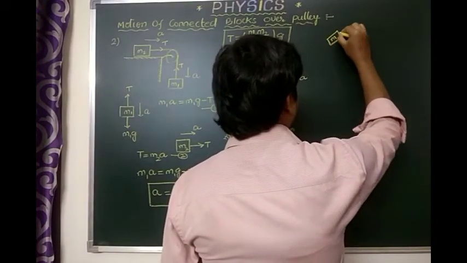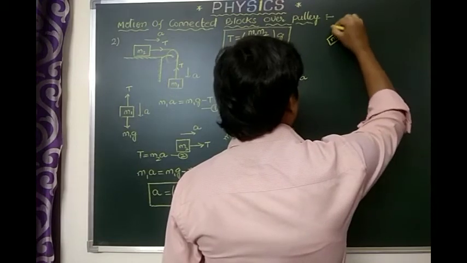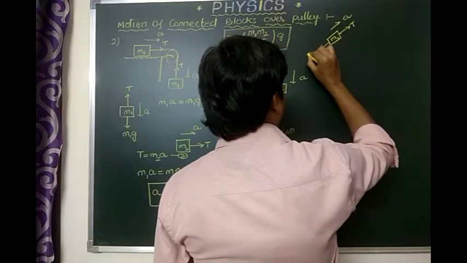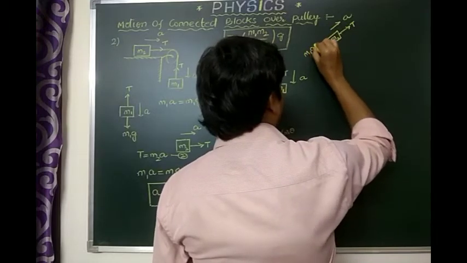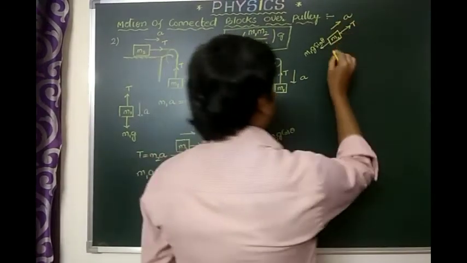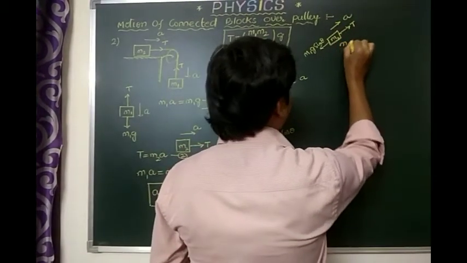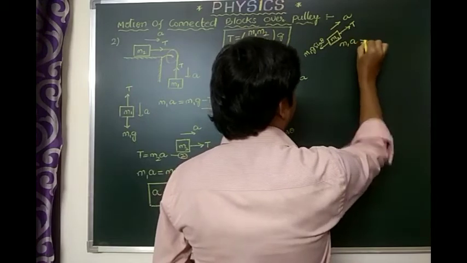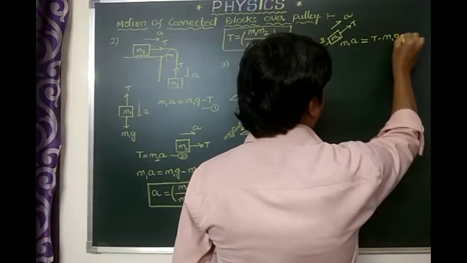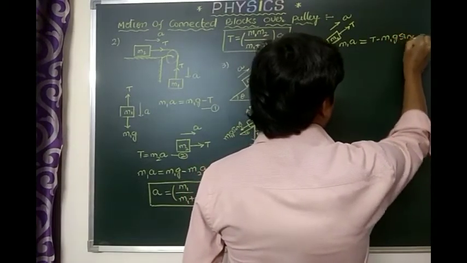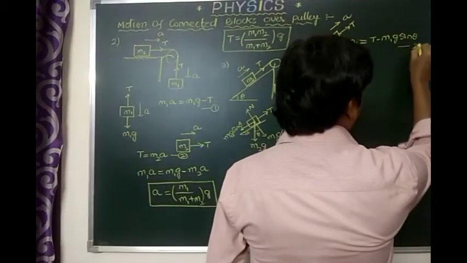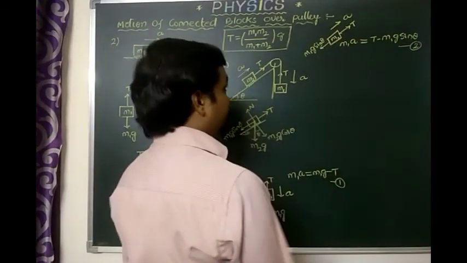This is M2, tension and acceleration, and M1G sin theta. Net acceleration, so what will we get? M1A is equal, net force is equal to tension minus M1G sin theta. Let this be equation number 2. Combined together we can solve that.